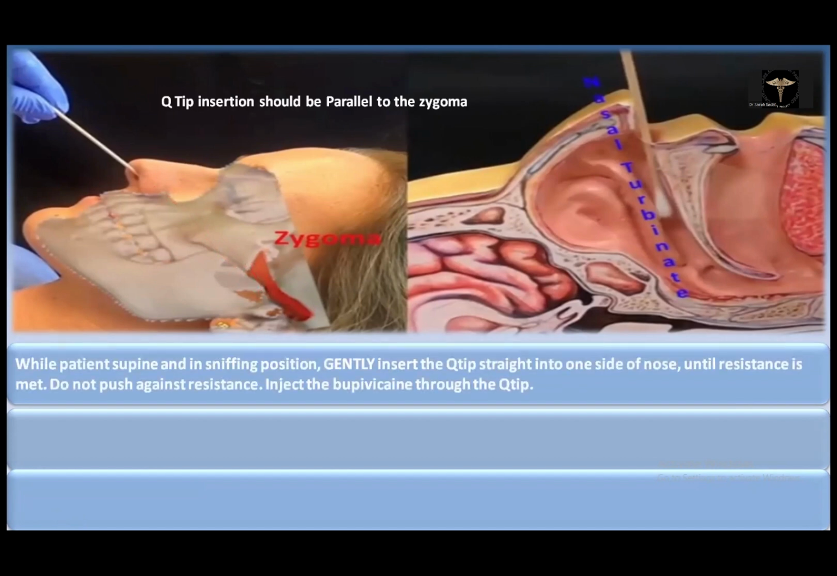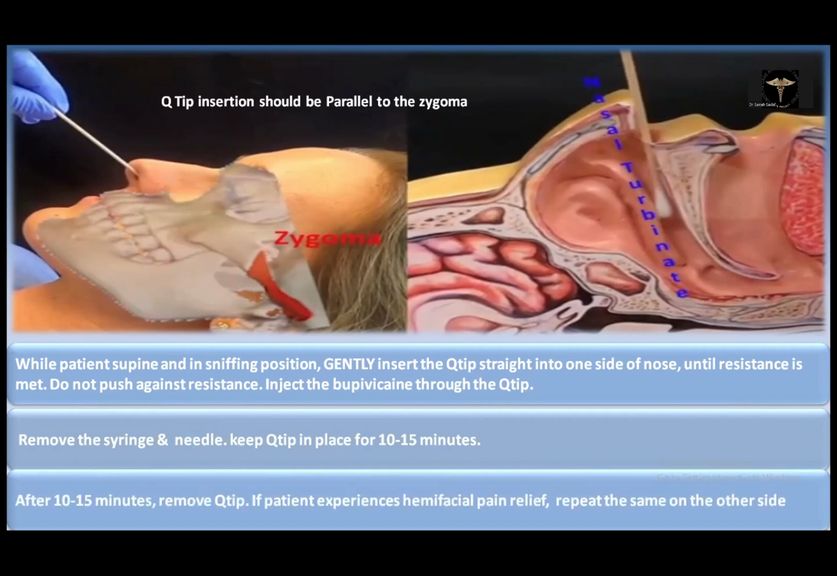So while the patient is lying supine and in the sniffing position, gently insert the Q-tip straight into one of the nostrils until resistance is met. You have reached the posterior superior edge of the middle nasal turbinate, and do not push against the resistance. Inject the bupivacaine through the Q-tip. Now remove the syringe and needle, keep the Q-tip in place for 10 to 15 minutes. After 10 to 15 minutes, remove the Q-tip. If the patient experiences hemifacial pain relief, that's good. Repeat the same on the other side.